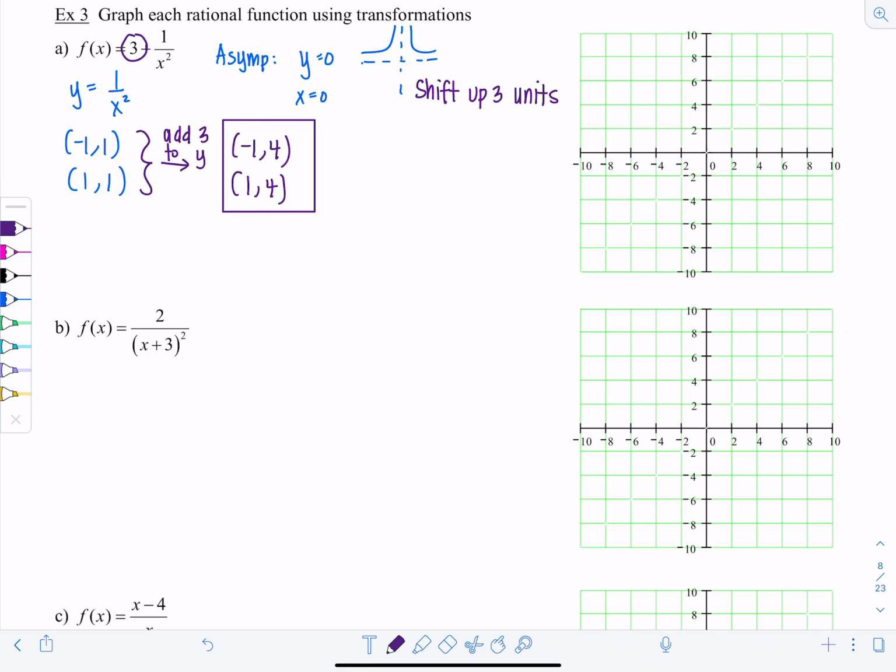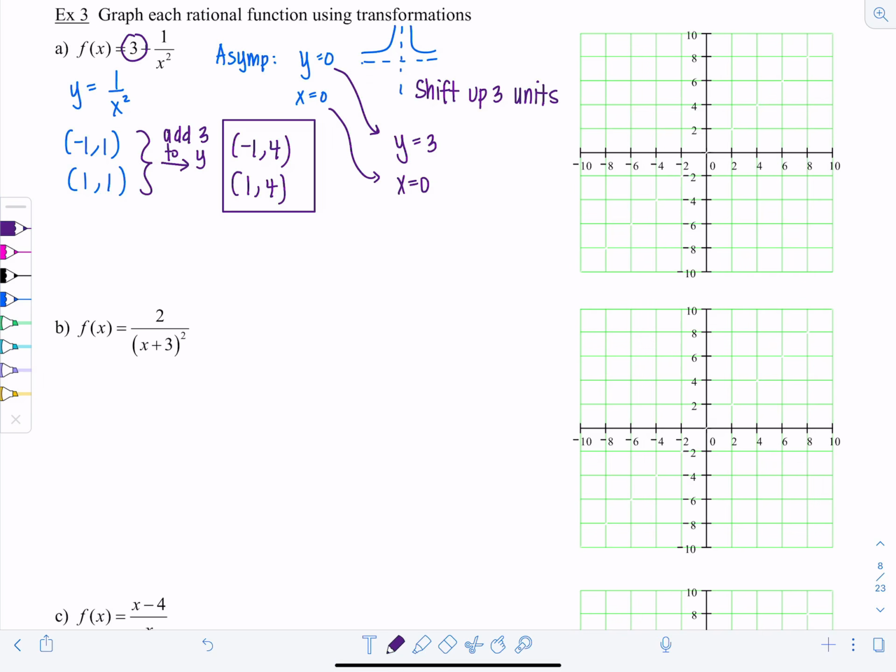Beautiful. What about the asymptotes? Do they move? Well, I added 3 to the y coordinates, so my horizontal asymptote at y equals 0 is going to move. Add 3 to that. The vertical asymptote, I mean, it moves, but you won't be able to tell. It's still at x equals 0, right? If it's a vertical asymptote and you move it up 3 units, how would you ever know it moved? You wouldn't. That's the answer to that.